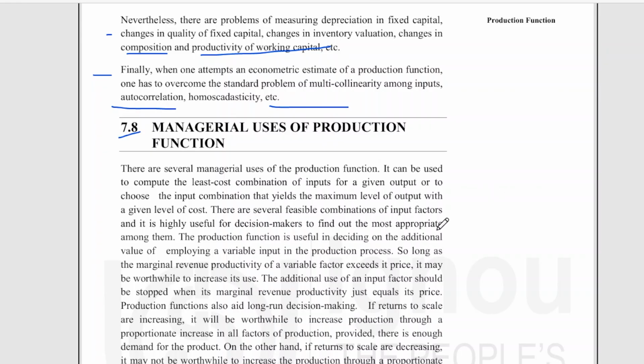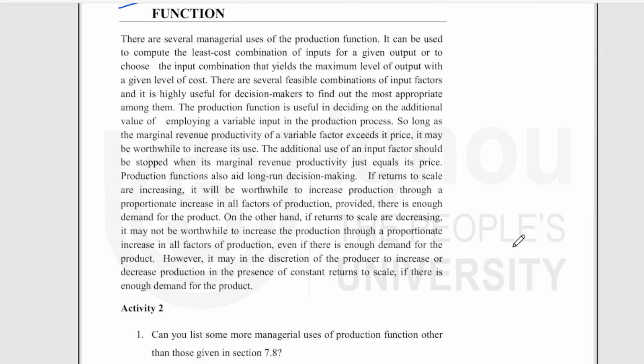And next is managerial uses of production function. There are several managerial uses of the production function. It can be used to compute the least cost combination of input for a given output, or to choose the input combination that yields the maximum level of output with a given level of cost. And there are several feasible combinations of input factors, and it is highly useful for decision makers to find out the most appropriate among them.